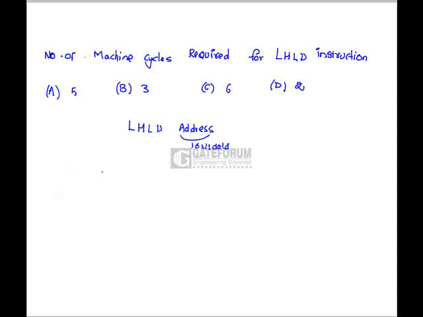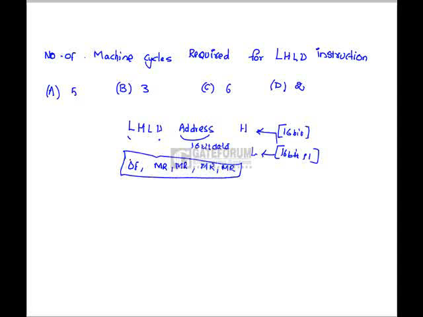The number of machine cycles are, first of all, the opcode fetch, that is LHLD. The first machine cycle is the opcode fetch. The next two machine cycles are reading the address from the memory, because we are writing this instruction in the memory itself. So it is memory read and memory read. And next, we are loading the data from the memory, that is, the contents of the 16-bit address we are loading into the L register, and the 16-bit address plus 1 into the H register, which means there are two more memory reads. Hence, 5 machine cycles are required in order to execute the LHLD instruction. Hence, option A is correct.